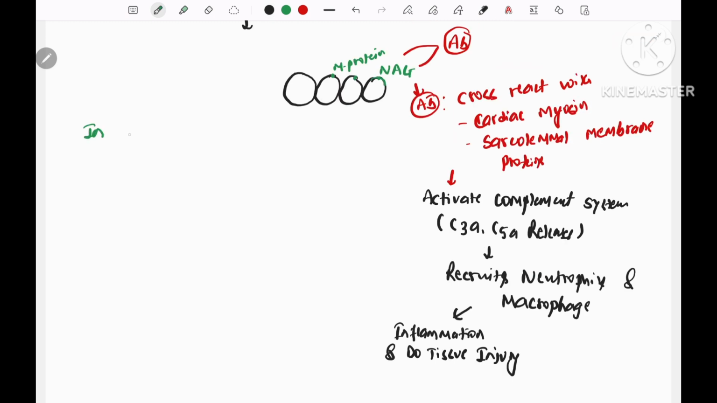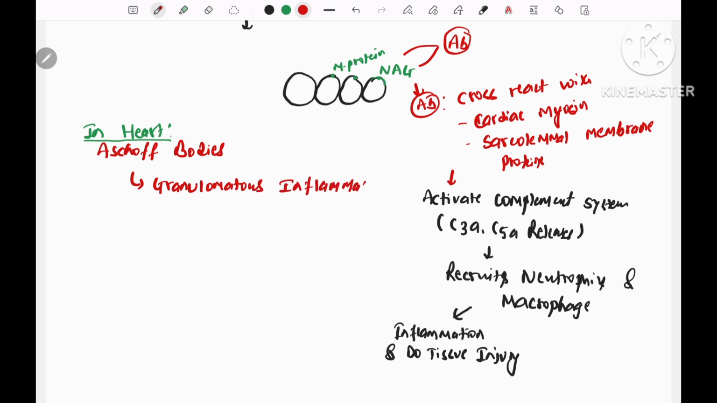In the heart, in the epicardium, myocardium and pericardium, what happens is that there is the formation of Aschoff bodies. It is one of the types of granulomatous inflammation. I will show you the picture.